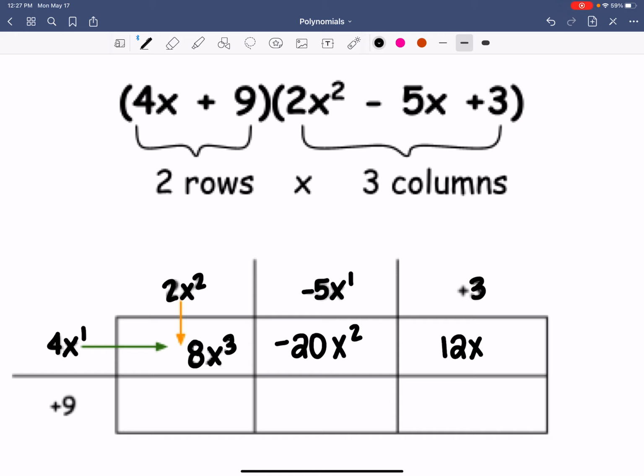Now moving down to the second row, we have a positive 9. So positive 9 times 2x squared. So we're going to multiply 9 times 2, which gives us 18. And then because we had to multiply by the x squared here, we're going to bring down that x squared. So 9 times 2x squared gives us 18x squared.